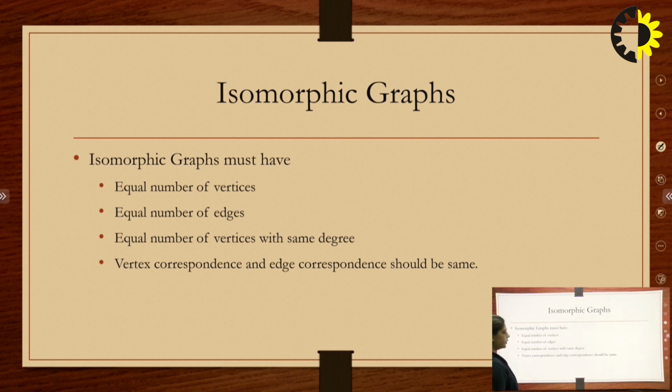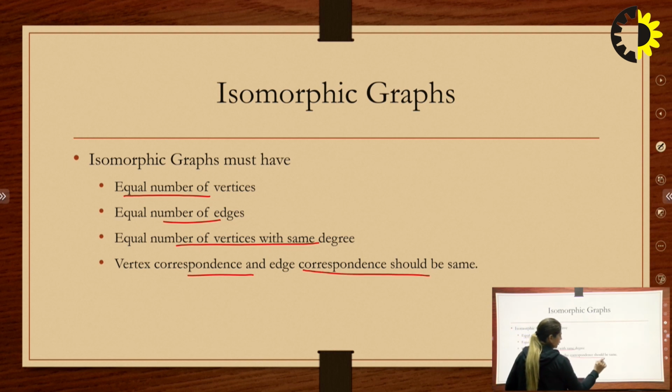Now, first of all, you should know the properties. While checking for isomorphic graphs, what all should you check? There should be an equal number of vertices in both the graphs, an equal number of edges in both the graphs, an equal number of vertices with the same degree, and the vertex correspondence and edge correspondence should be the same.